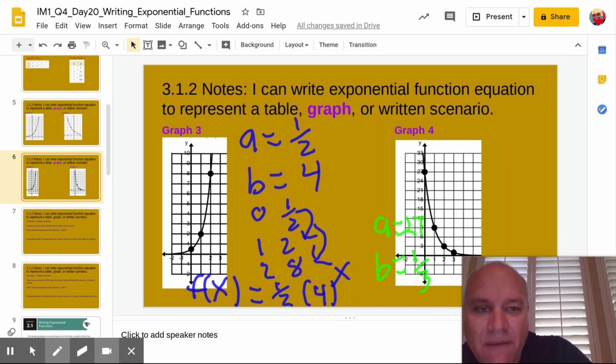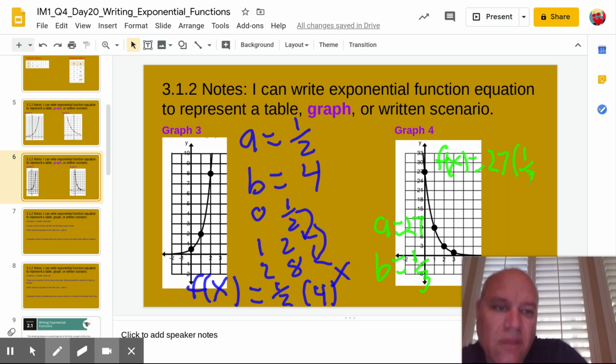All right, so name that function. f of x equals 27 multiplied by 1/3 to the x.